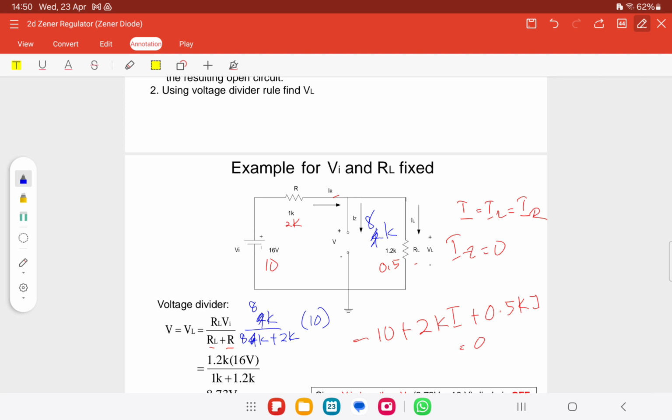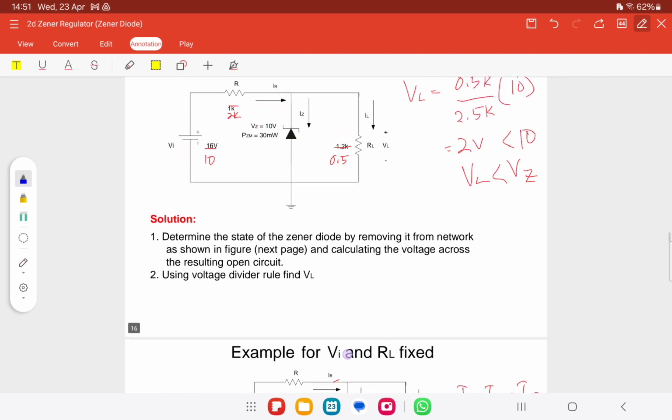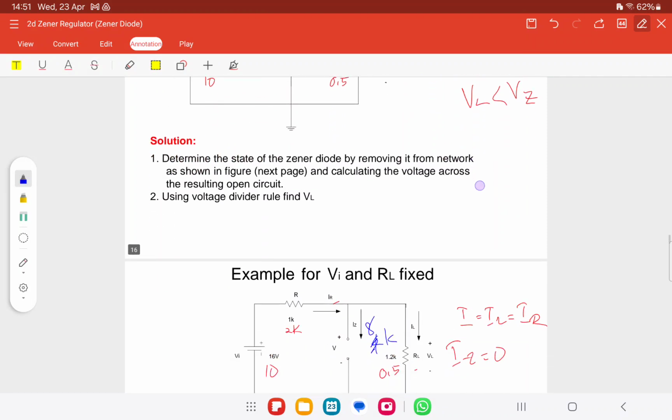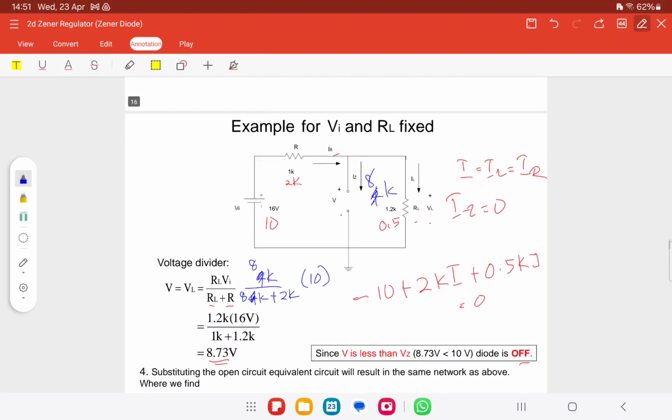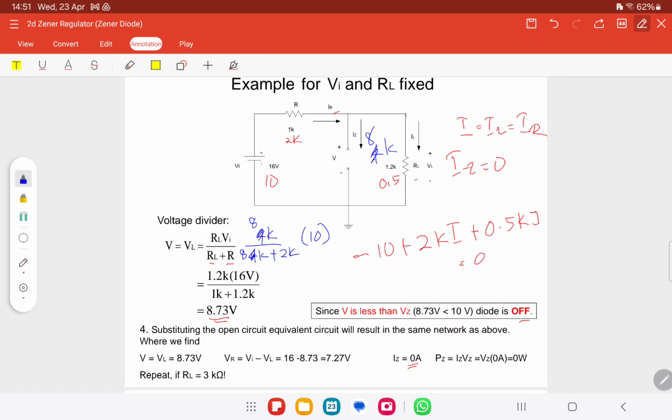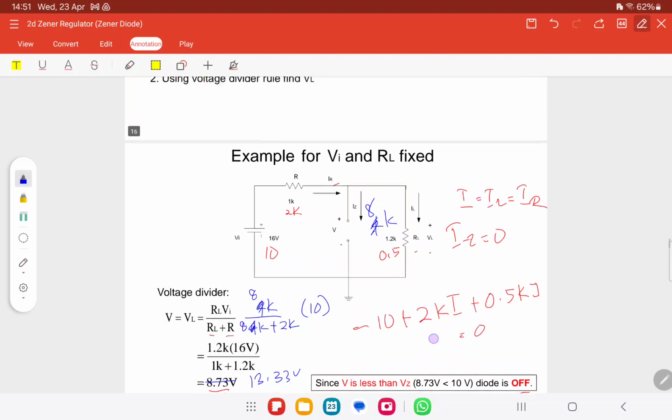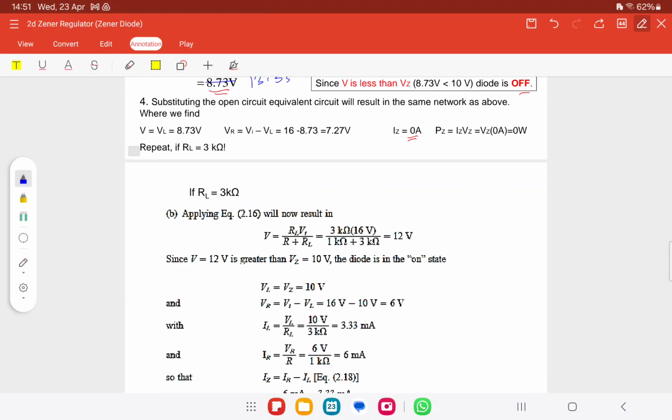Berapa? 8. Susahnya nak naik ni. 13 point? Okay. So if we change this one, the RL we change to 8K, we get 13.33 watt. Is it? Okay. So if 13.33 meaning that okay. So now the diode, if RL equals to 8K, VL equals to 13.33 watt.